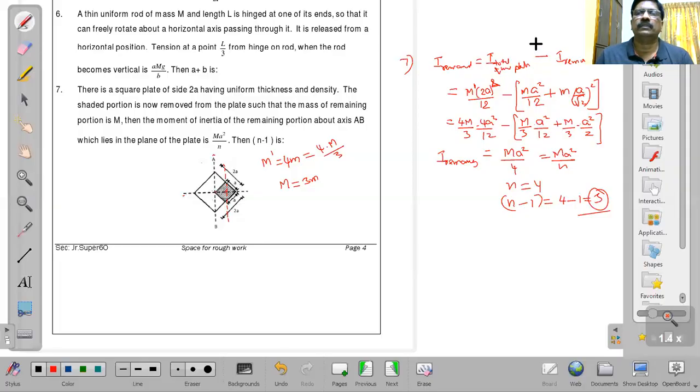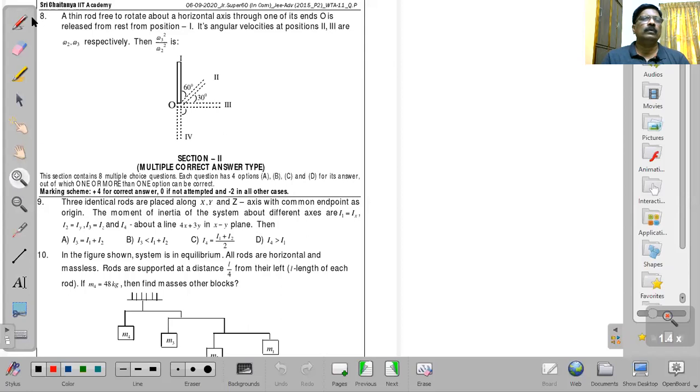This is the 7th problem. Next, you see, the 8th problem. A thin rod is free to rotate about a horizontal axis through one of its ends, O. It is released from position 1. Position 1 means vertical. Whenever it comes to position 2, and at position 3, the angular velocities are omega 2 and omega 3. Whenever the rod comes to this position, the angular velocity is omega 2. When the rod comes to the third position, horizontal, the angular velocity is omega 3.